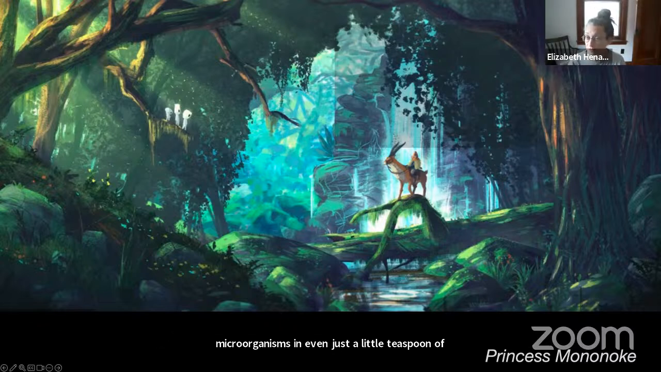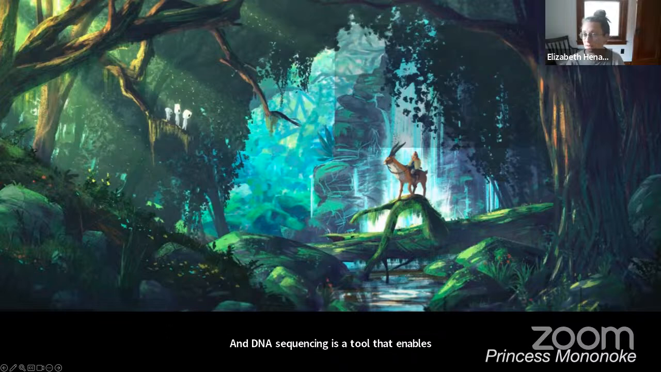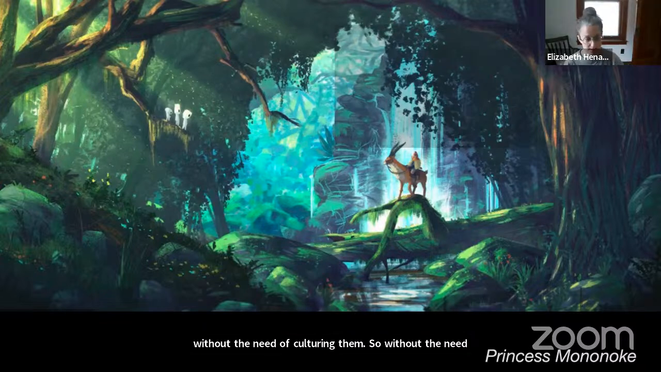And DNA sequencing is a tool that enables us to perceive those organisms without the need of culturing them. So without the need of putting them in a petri dish and seeing if they're going to grow in a lab.